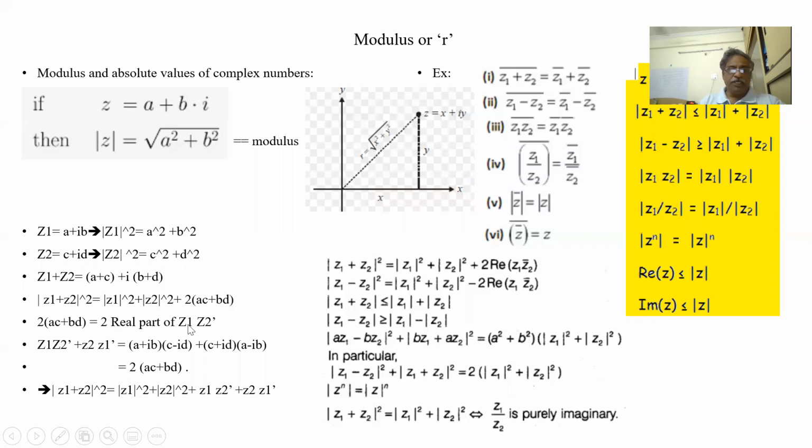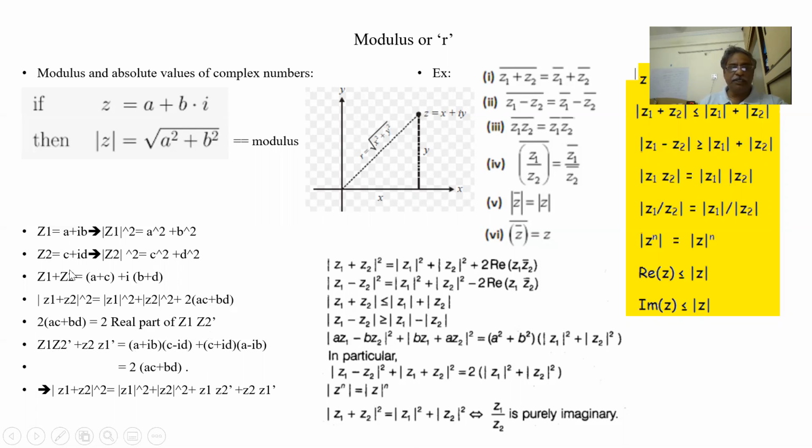See, I am multiplying Z1 Z2 bar. What am I getting here? A plus iB into C minus iD. This is nothing but AC plus BD minus i into something. So 2 into AC plus BD is my real part. From this I got 2 into AC plus BD. So 2 into AC plus BD is 2 times the real part of Z1 Z2 bar. Here I've added some other terms also to prove something else, but I am limiting to this for now. The real part of Z1 Z2 bar is AC plus BD.